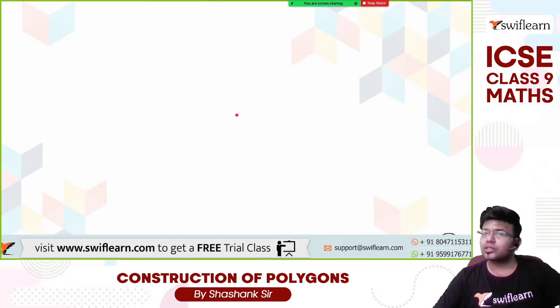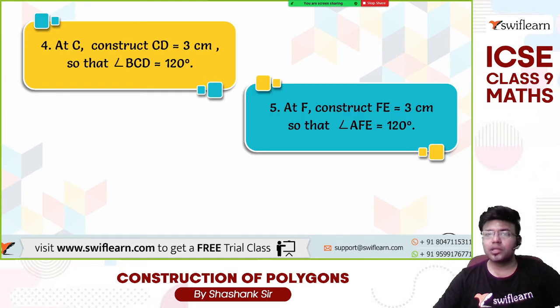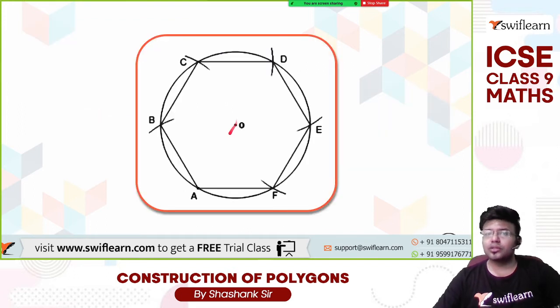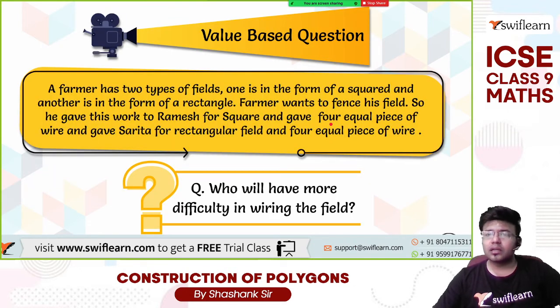Okay, so this is the easiest way to do this. With this as a center, now you have drawn this. Now mark a point here. Now with the same radius, keep on drawing arcs. See, this is the first arc, second arc, third arc, fourth arc, fifth arc, sixth arc. You get a regular hexagon.